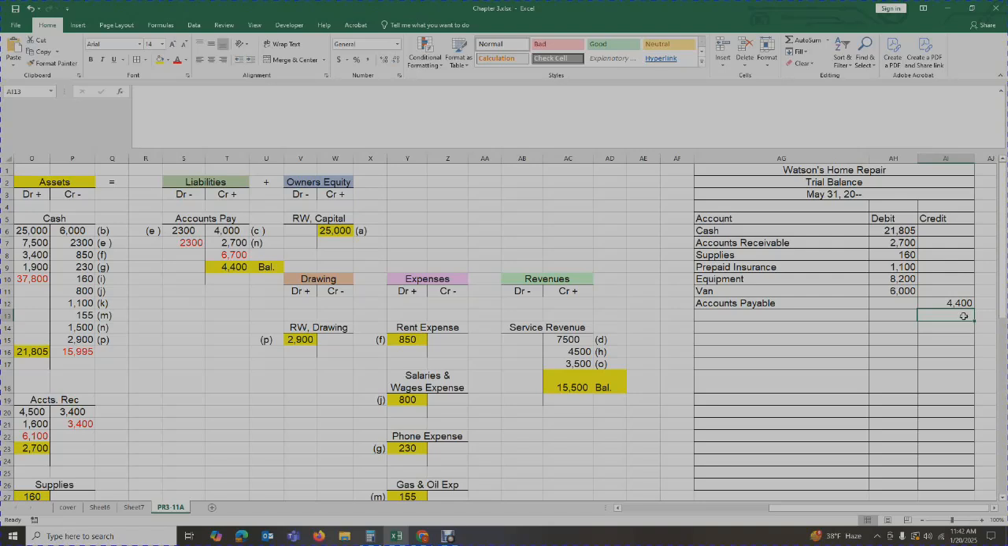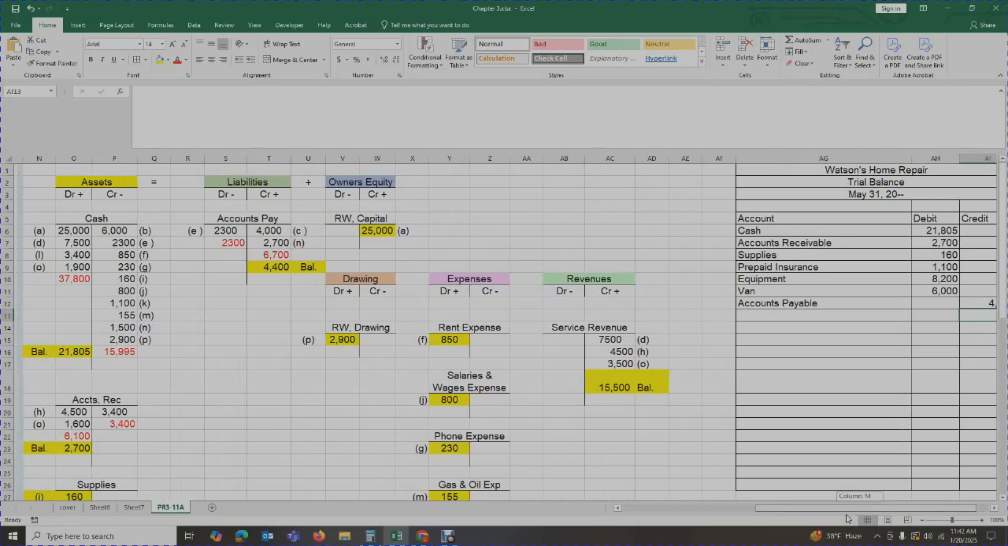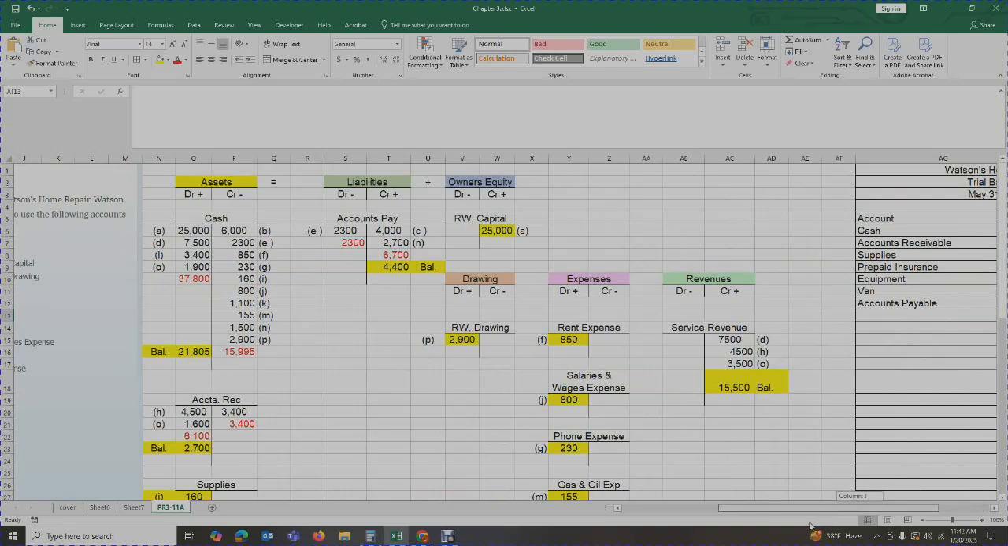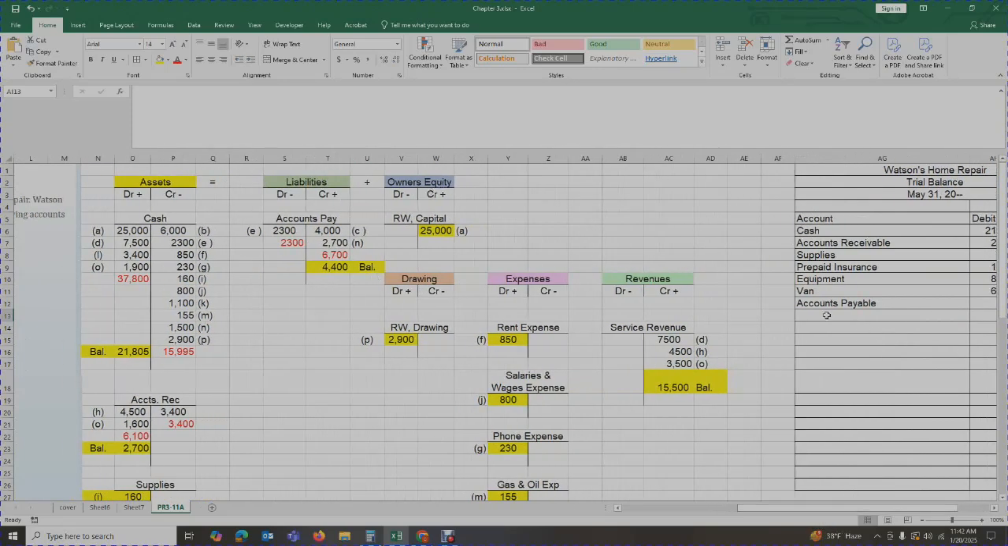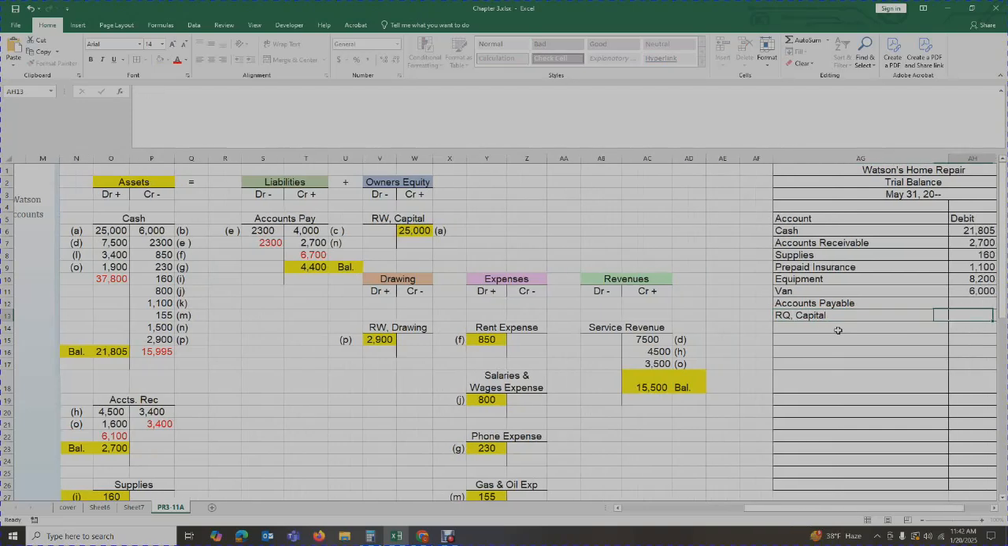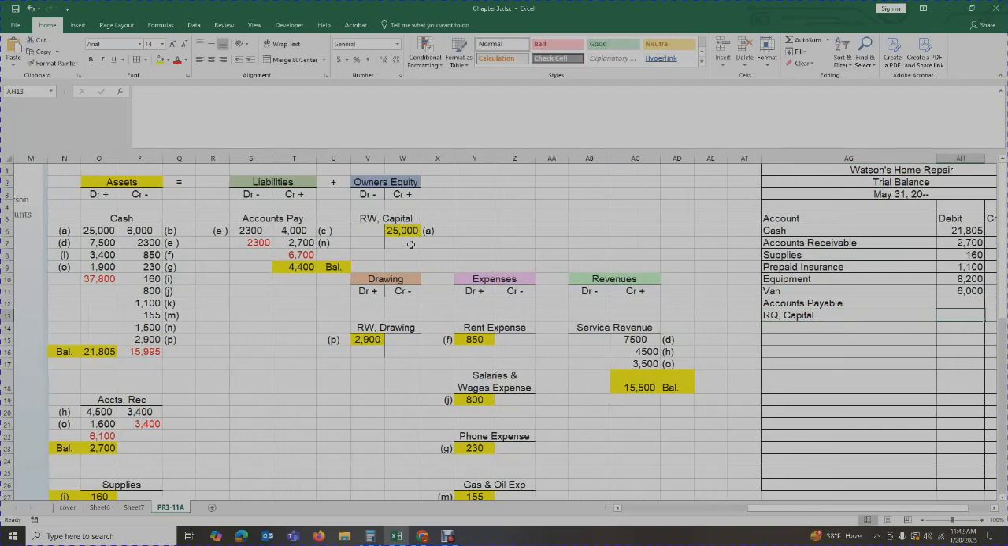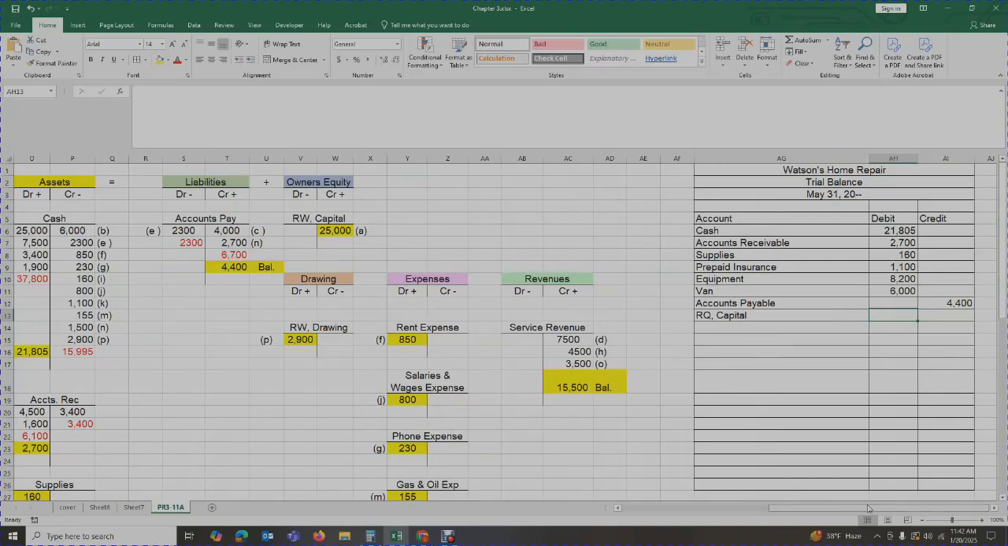Remember, all of our numbers are positive. We just know if it's a debit or a credit based on the accounting equation that we have provided to you. Okay. So that is accounts payable. Then we're going to start off with our owner's equity section. We're going to have RW capital. For RW capital, I've got a credit balance of $25,000. So I'm going to put that on the credit side. Okay.